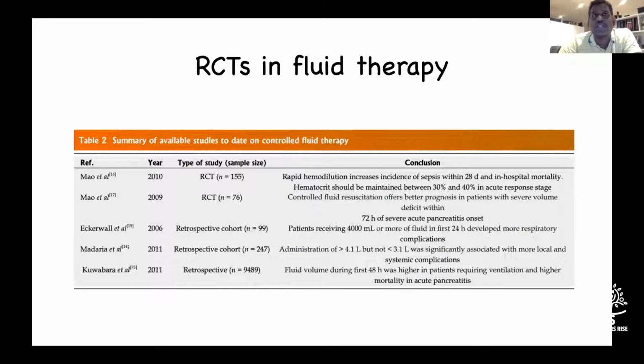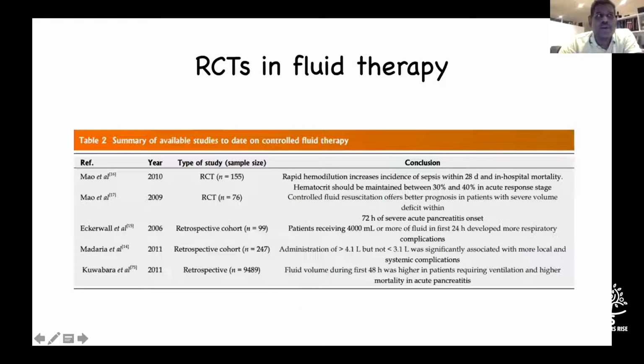If you over-resuscitate the patient, you may end up with intra-abdominal hypertension, problems in the lungs, and then sepsis, and probably a higher risk of death. So Mao was the one who initially did that. Three retrospective cohorts, again stating that more than 4 liters in the first 24 hours caused more respiratory complications. And administration of more than 4.1 liters, but not less than, was associated with more local and systemic complications. So if they keep on exceeding the volume beyond 4 liters, it's always dangerous.